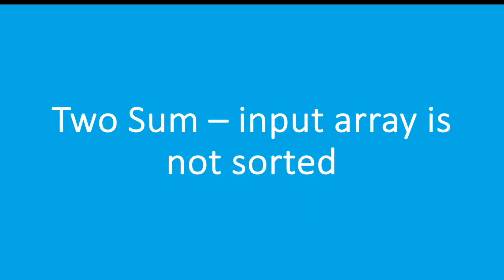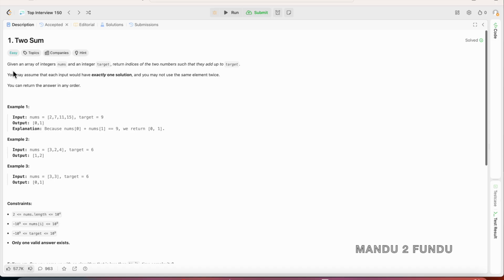In this video, I'm going to discuss the solution for the two-sum problem where the input array is not sorted. Let's look at the problem description. We are given an integer array nums and an integer target. We have to return the indices of the two numbers such that they add up to the target. And there is only one solution in the input.